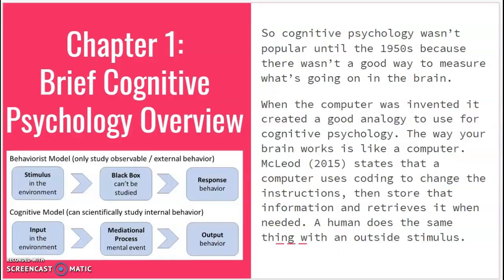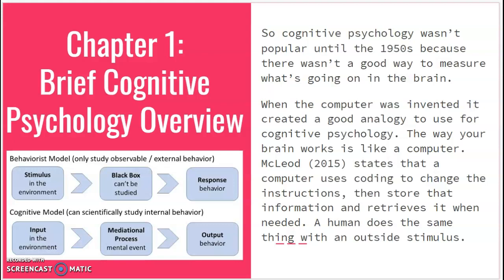Alright, so chapter 1, there's eight fields of psychology. I decided to talk about cognitive psychology. So, fun fact, cognitive psychology wasn't popular till the 1950s because they invented computers. Those computers were a really good example of what cognitive psychology is, and everyone could relate to it.